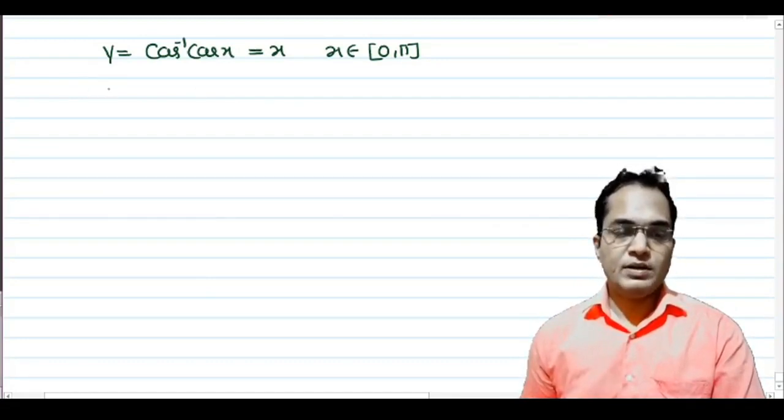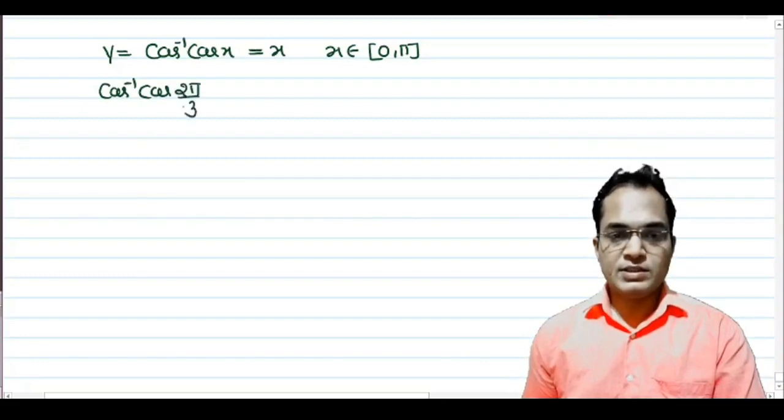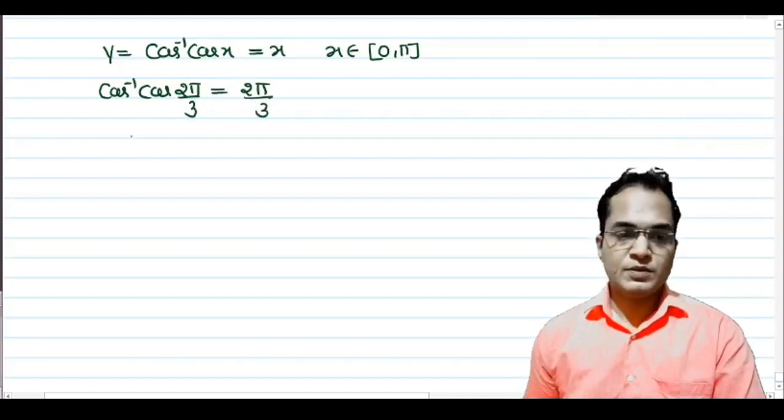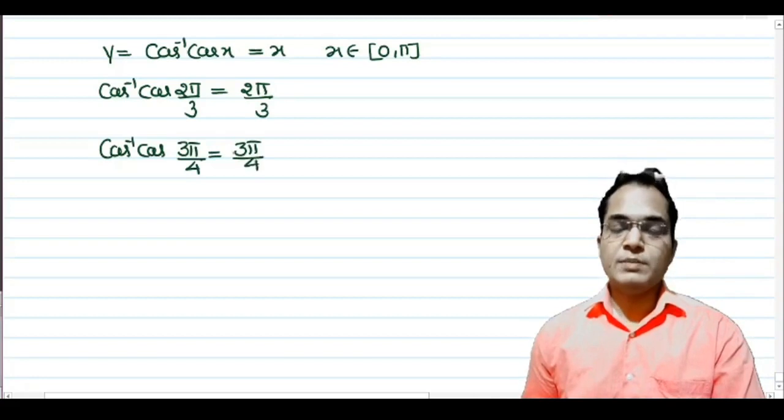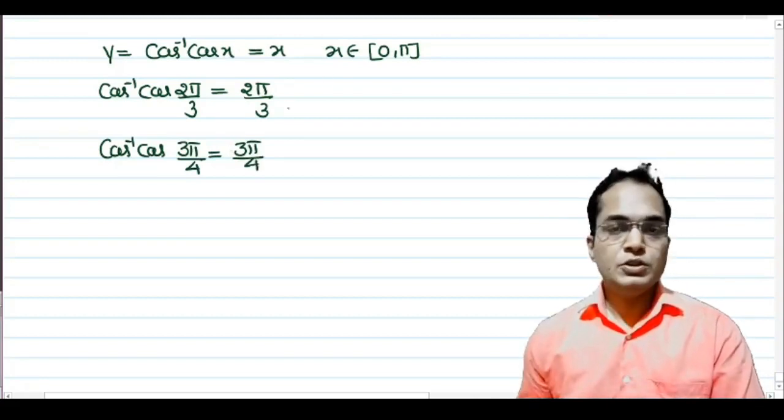For example, if we find the value of cos inverse cos 2 pi by 3, your answer is 2 pi by 3, because 2 pi by 3 lies between 0 to pi. Yes or no? If cos inverse cos 3 pi by 4, then the answer will be 3 pi by 4, because 3 pi by 4 lies between 0 to pi.